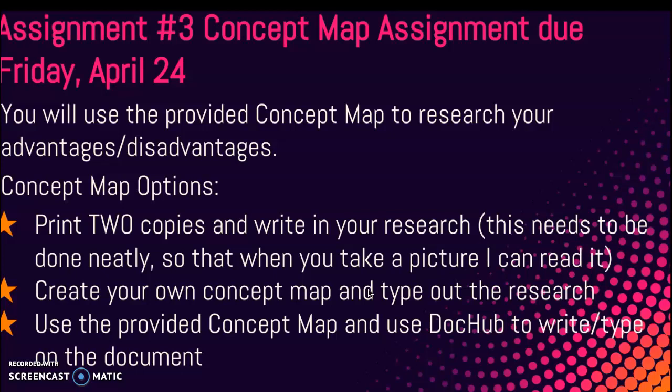So using the provided concept map, here's a couple different options for you. I am going to post a link to a picture of the concept map. So if you have a printer at home, you can print 2 copies of these. One would be for your advantages and one would be for your disadvantages. And then write your information just like we did in class for the persuasive paper.